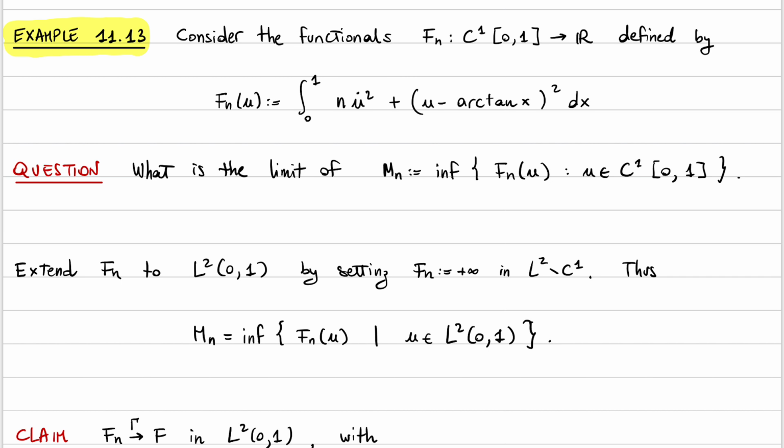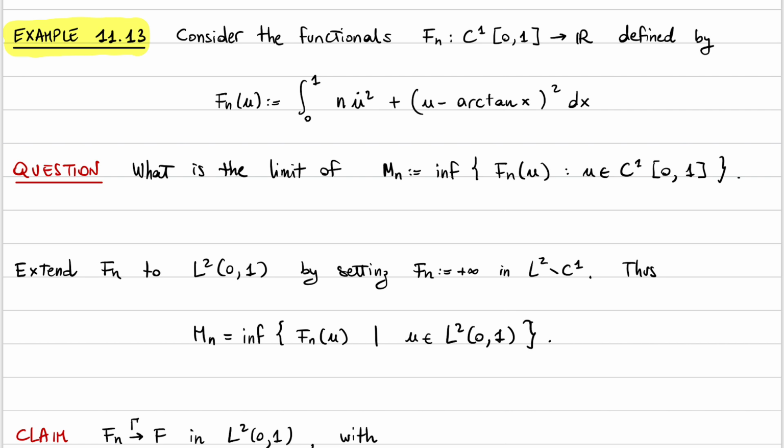So to prove gamma convergence, first of all, we have to put ourselves in a decent ambient space. The decent ambient space, which contains C1, is obviously L2 of (0,1). So we just extend Fn to plus infinity in L2 minus C1. If u is only L2 but not C1, we set Fn of u to be plus infinity.